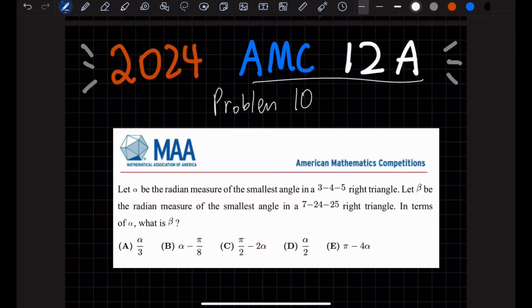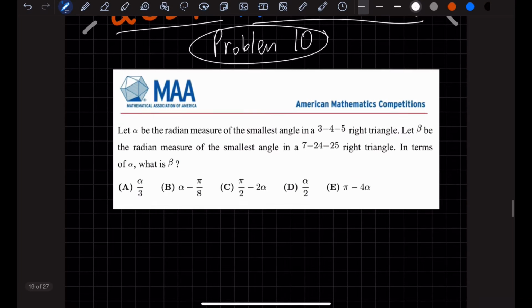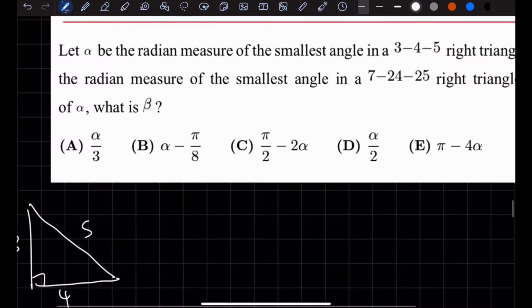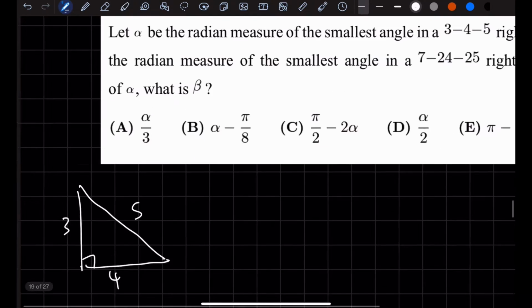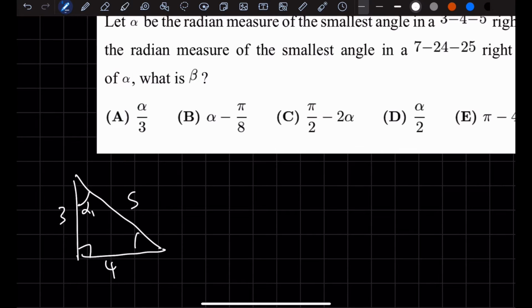All right, today we're doing AMC 12A 2024, problem number 10. We're given a 3, 4, 5 triangle, and alpha is the radian measure of the smallest angle in that 3, 4, 5 triangle. So alpha could be this one, or alpha could be this one. So how do we know which one alpha is?